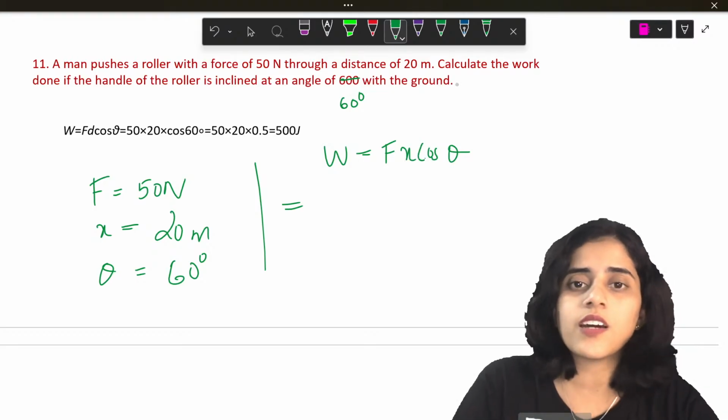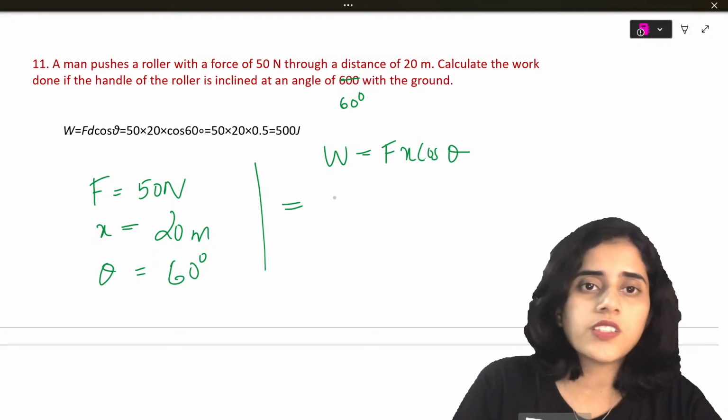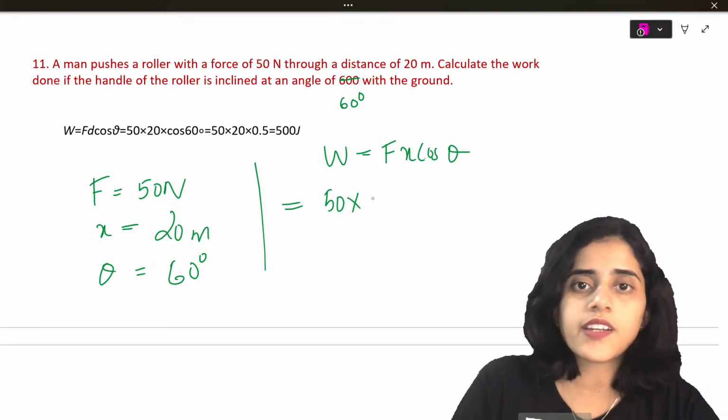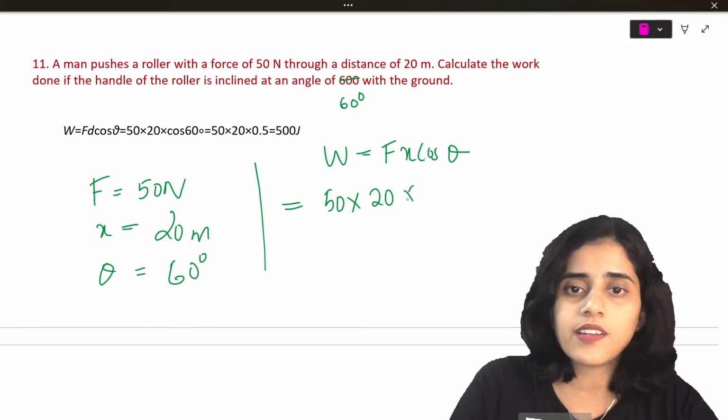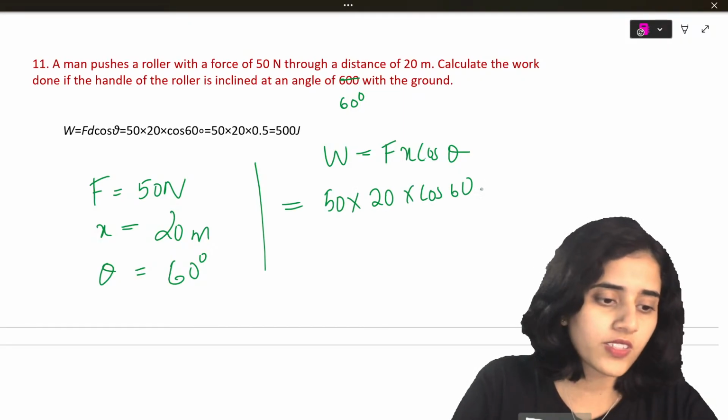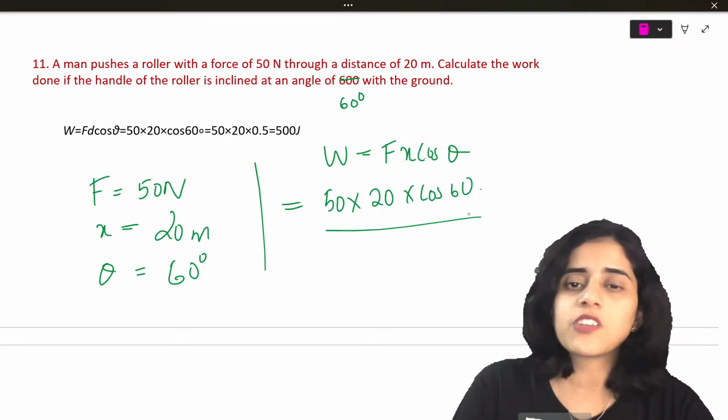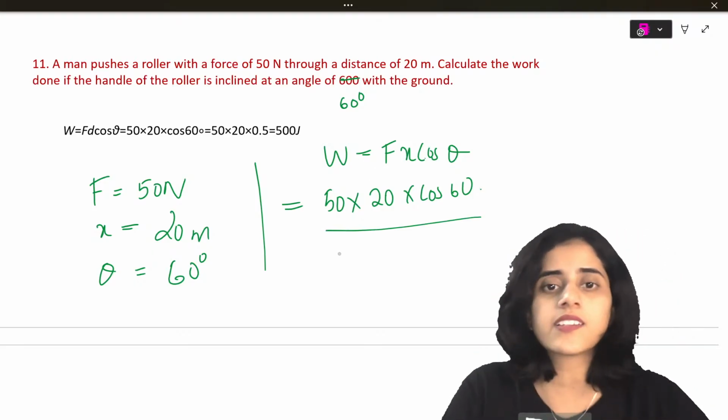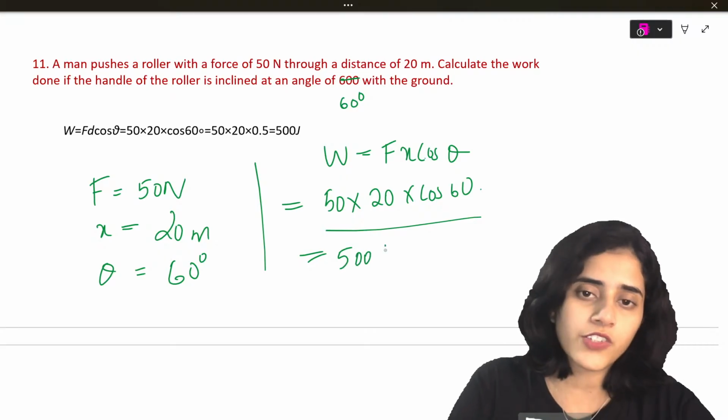Fx cos theta. So this is 50 times 20 times cos 60. 50 into 20 into 0.5, you should get 500 joules.